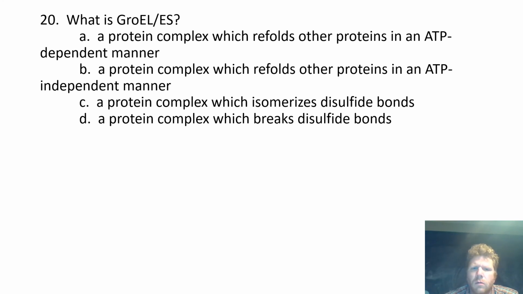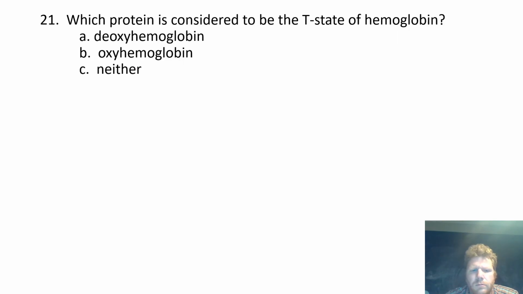So when you know that, you can cross out B. So it is an ATP dependent manner. Answer option C, a protein complex which isomerizes disulfide bonds. Answer option D, a protein complex which breaks disulfide bonds. So those answer options C and D are kind of off the table pretty quickly. Are there proteins that do those things, isomerize disulfide bonds? Absolutely. But the GroEL GroES complex does not do that. So our correct answer is A for this question.